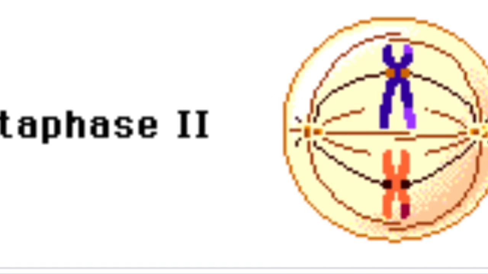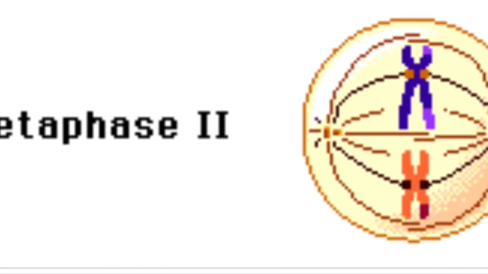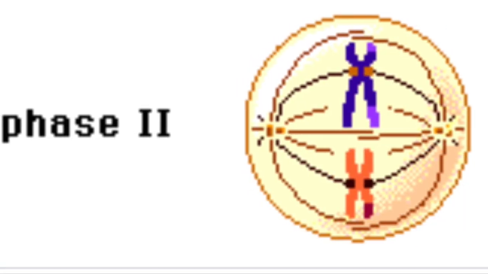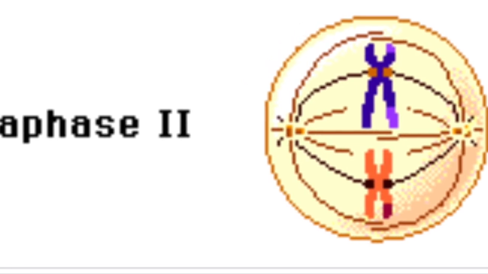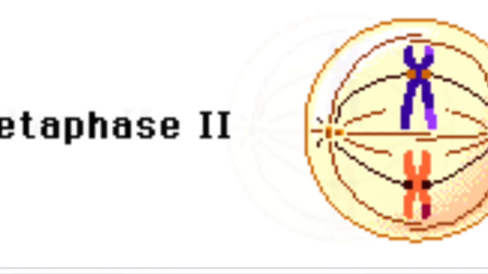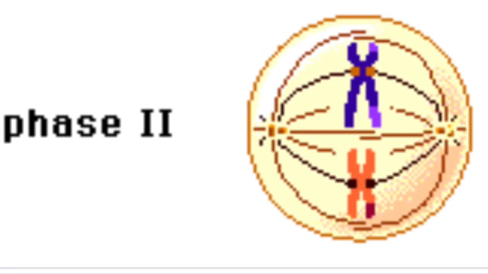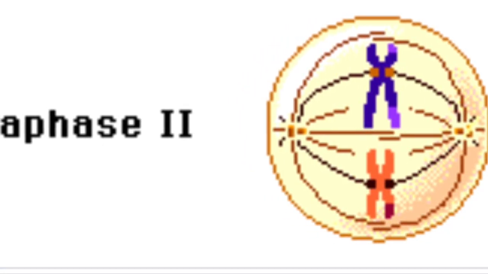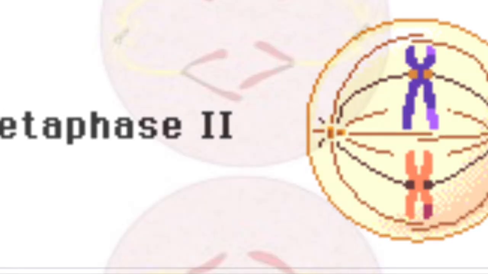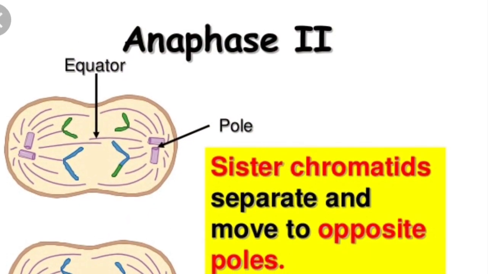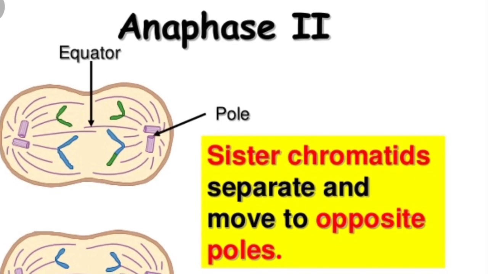And so don't get it confused, because in metaphase 1, we're going to have the chromosomes that are meeting up. And then in metaphase 2, we're going to be seeing that the sister chromatids are going to be meeting up. And once those sister chromatids meet up in the center of the cell, we're able to move on to anaphase 2.